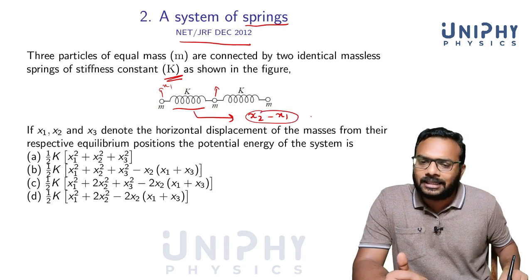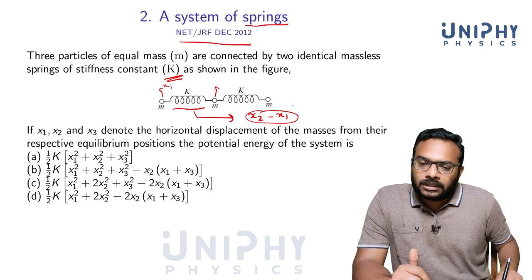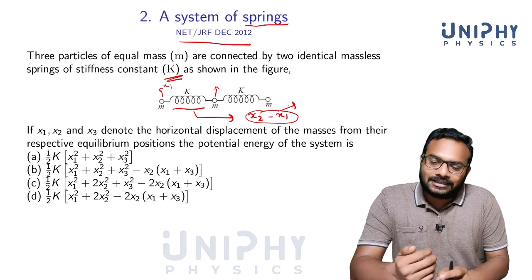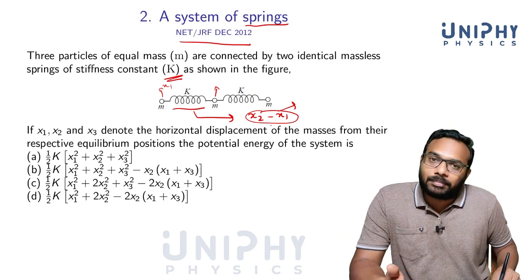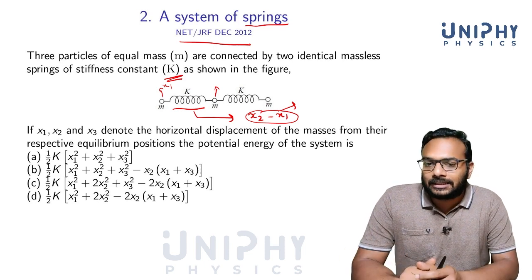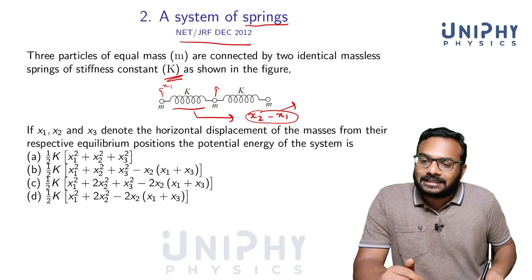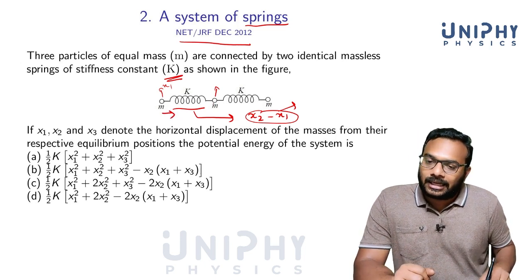All right, you can just check this. Okay, so if x1 is in the opposite direction, in the negative x direction, then this becomes plus, and the extension increases and the potential energy will increase.